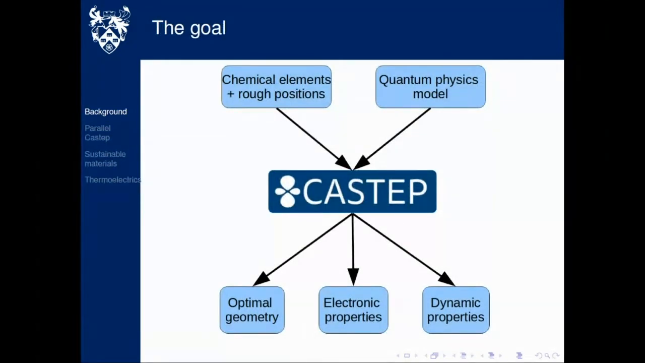The goal of the whole project really is that you would be able to take some chemical elements and some sort of approximate configuration, and you would choose your model for the quantum physics. So this is this modified potential I alluded to. So typically one of 2 or 3 good approximations to that. You'd feed those into CASTEP, and out of that, CASTEP would tell you from your rough geometry what the optimized geometry was. It would tell you the electronic properties you want. It would tell you any dynamic properties that you'd asked for, ideally without any further user intervention.